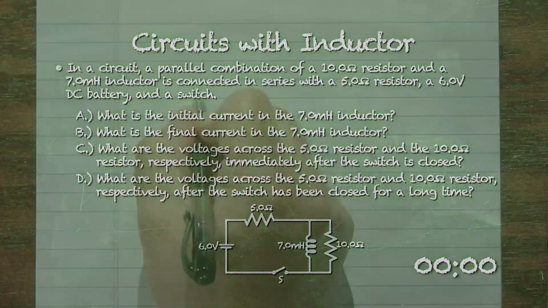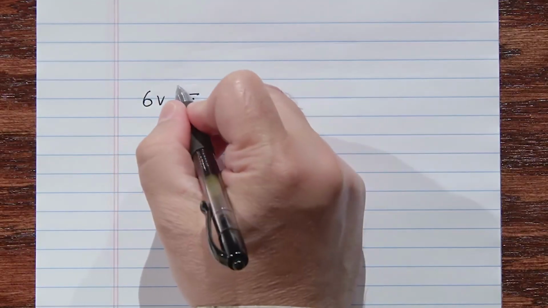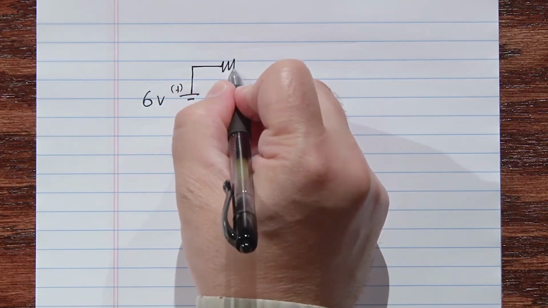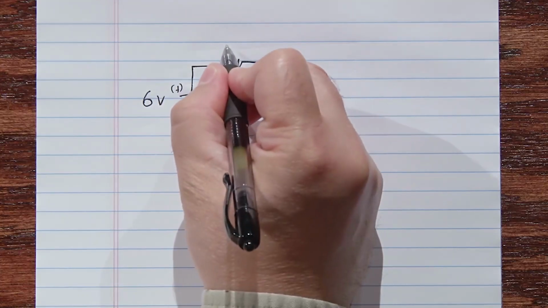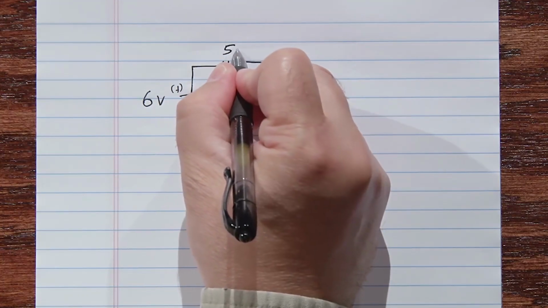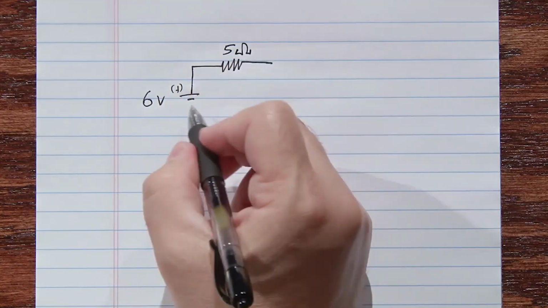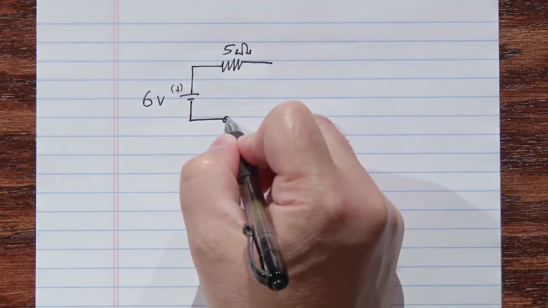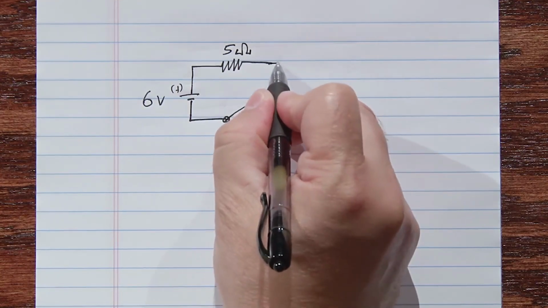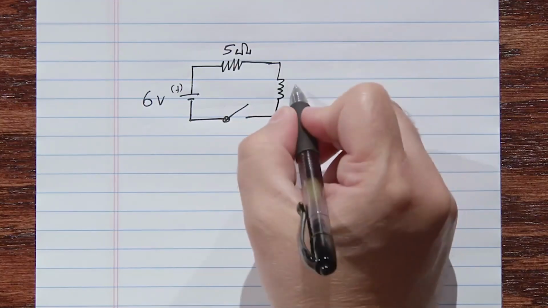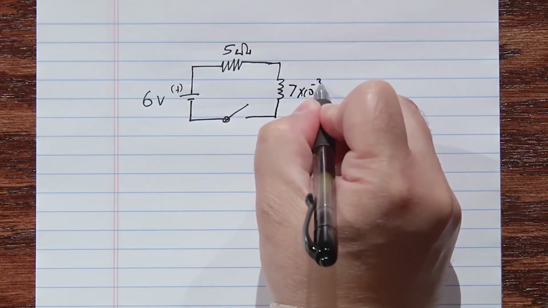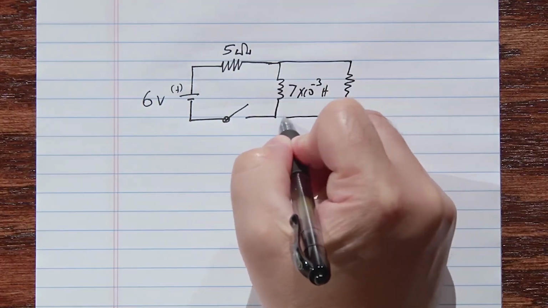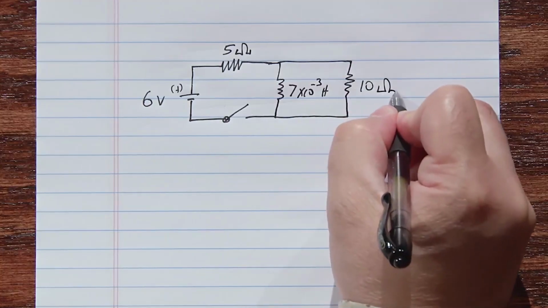Okay, let's draw our circuit. Here we have our 6 volt battery. This is the positive side. And we have a 5 ohm resistor, and a switch. We have a 7 millihenry, so that would be 7 times 10 to the minus 3 henry inductor. And then we have a 10 ohm resistor.